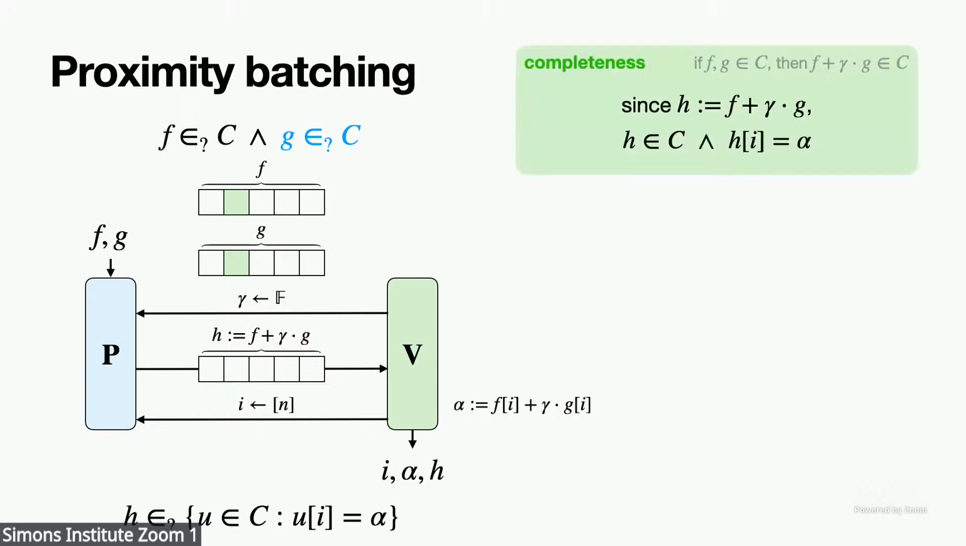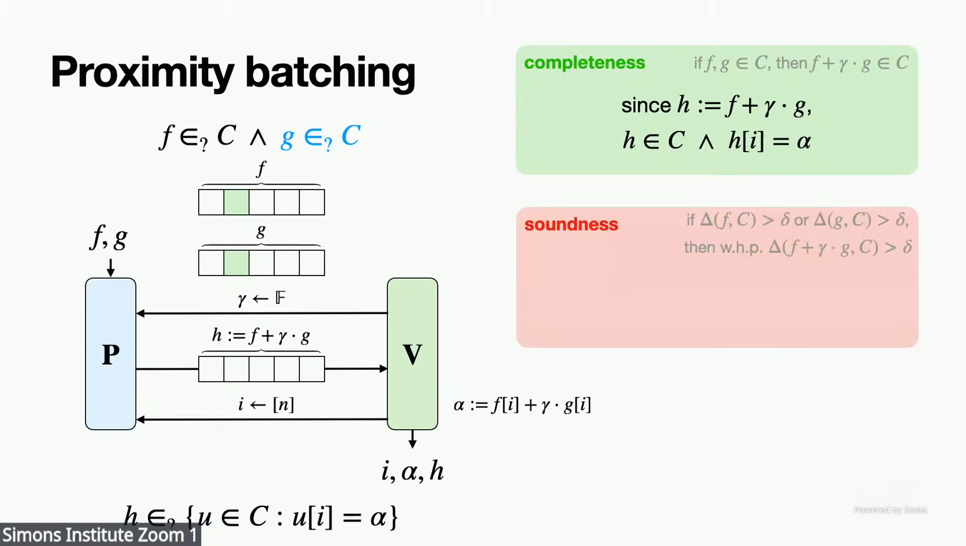They're basically one-liners. So for completeness, recall that we know this combination is a code word, and since H is computed honestly when you have the honest prover, then clearly H is going to be in this subset of the code.